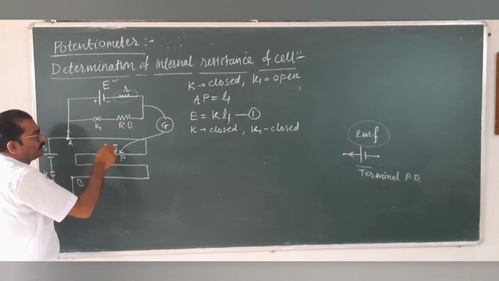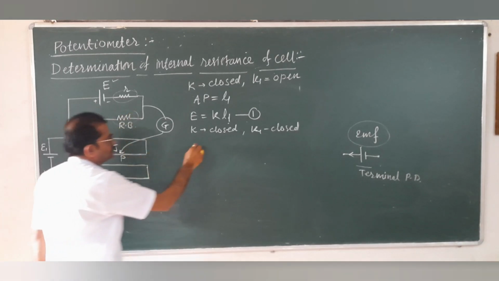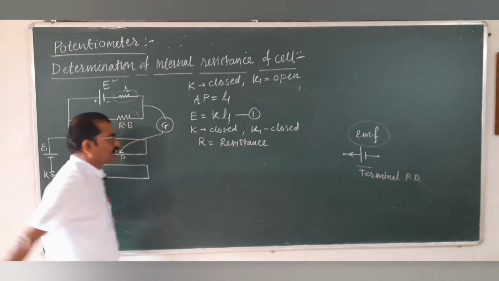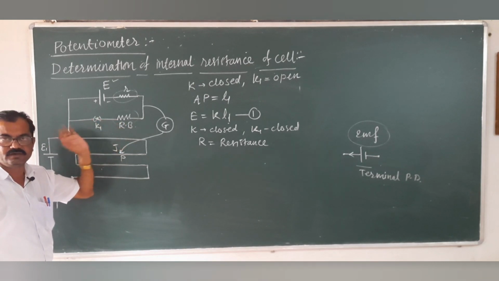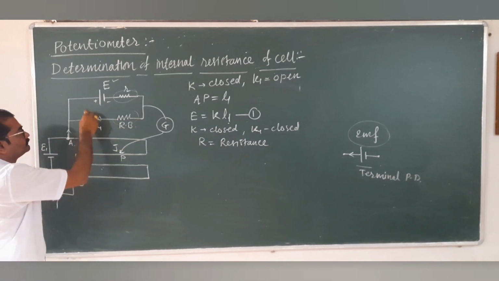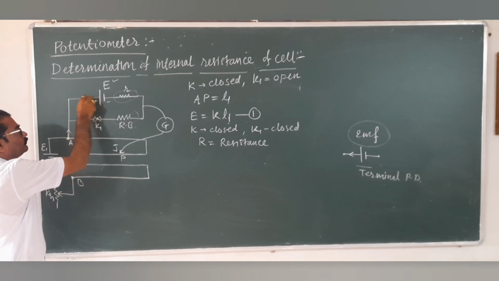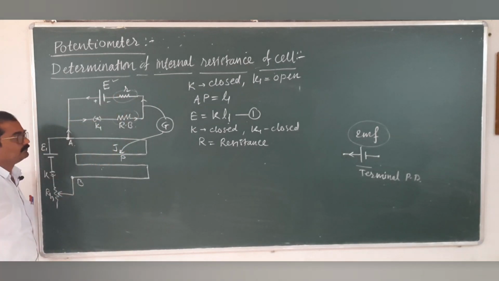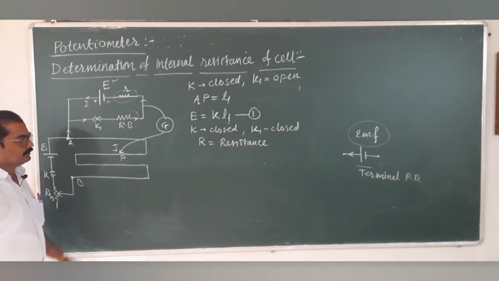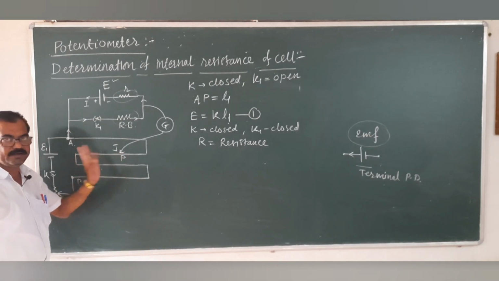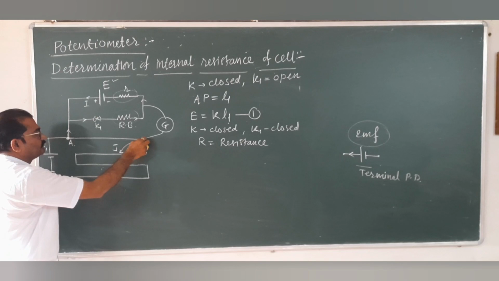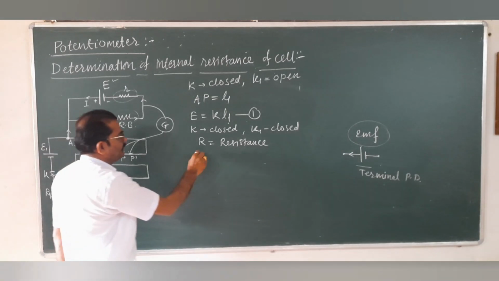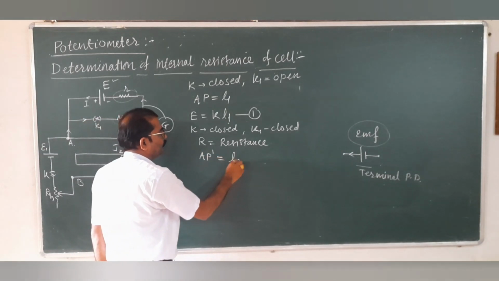As this key K1 gets closed, a suitable resistance R is selected from the resistance box. ये जो resistance box है यहाँ से एक suitable resistance select करना है. Due to that, what will happen there? As this key K1 is closed, there is a flow of current in this upper part of the circuit due to this cell, and that current is suppose I. Now the jockey is touched at various points on the wire AB and the point is selected at which the galvanometer shows null deflection. That point is suppose P dash and the length of the wire in between the points A and P dash is suppose L2.